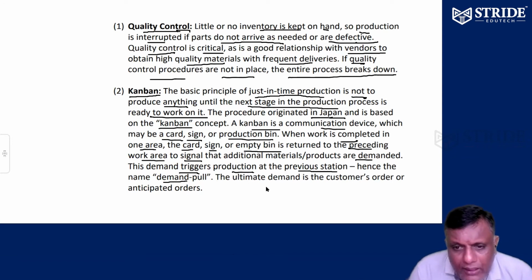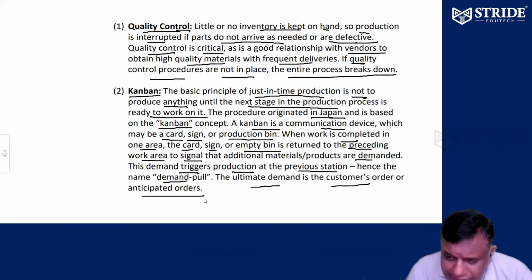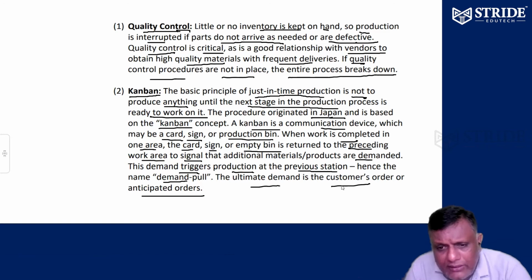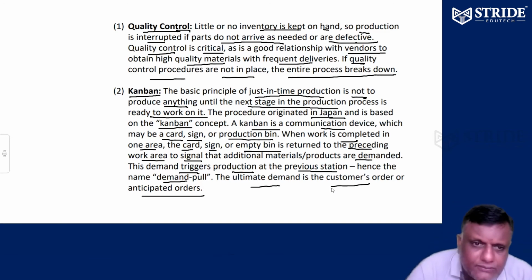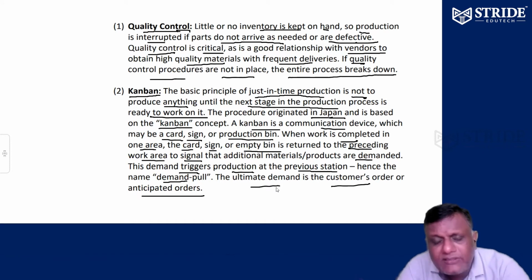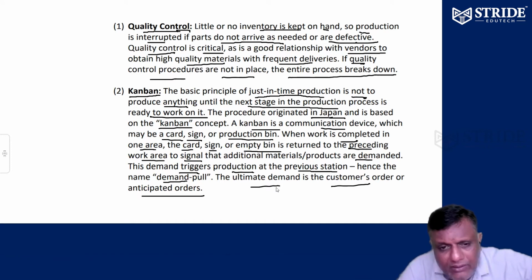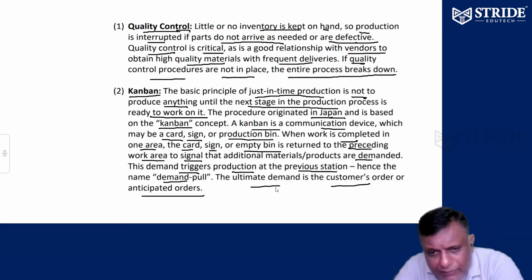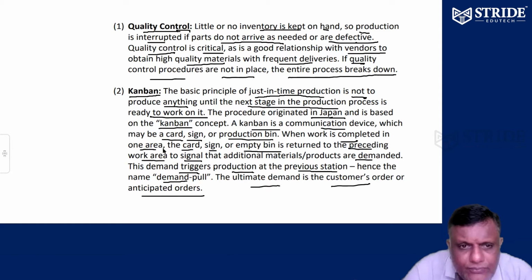It is called the demand pull model. Ultimate demand is a customer's order or anticipated order. Can you estimate orders? Yes. Can customers order? Yes. Demand created? Yes. Then production should be started. Unless demand starts, production cannot be initiated. That's called the Kanban technique. Demand starts, a sign or card or empty bin is given, materials come in, are produced, empty bin sent. So demand started, production initiated. That's the Kanban technique.